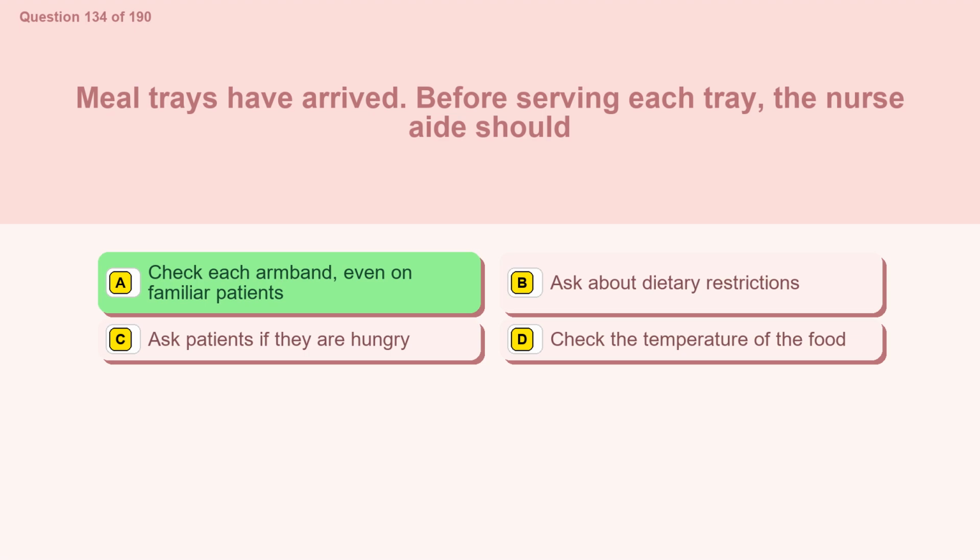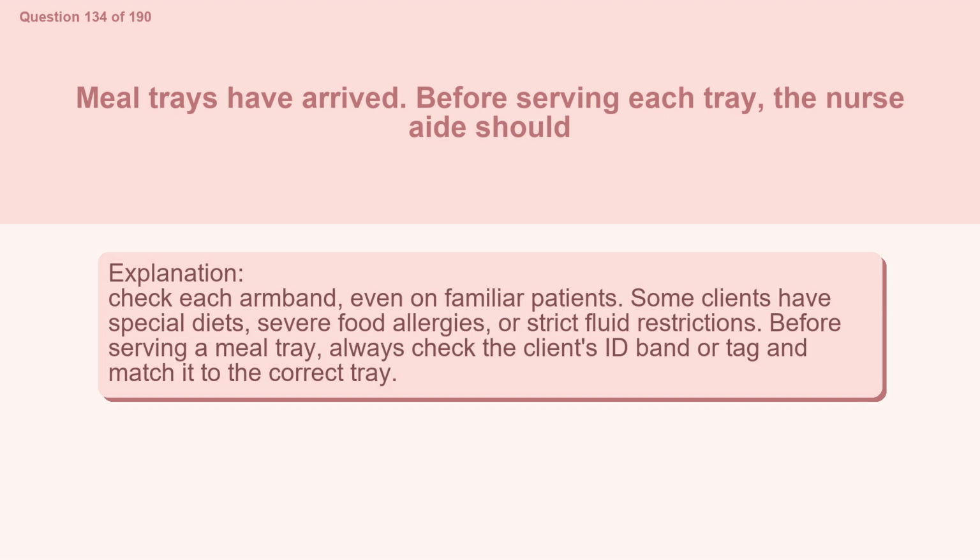The correct answer is option A, check each armband, even on familiar patients. Some clients have special diets, severe food allergies, or strict fluid restrictions. Before serving a meal tray, always check the client's ID band or tag and match it to the correct tray.